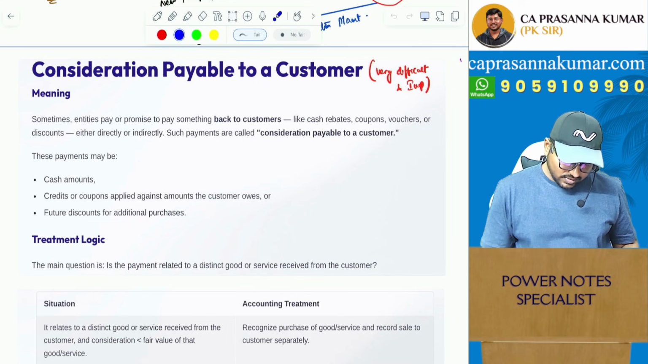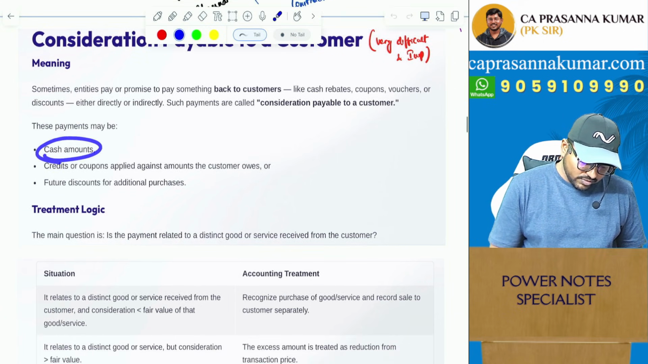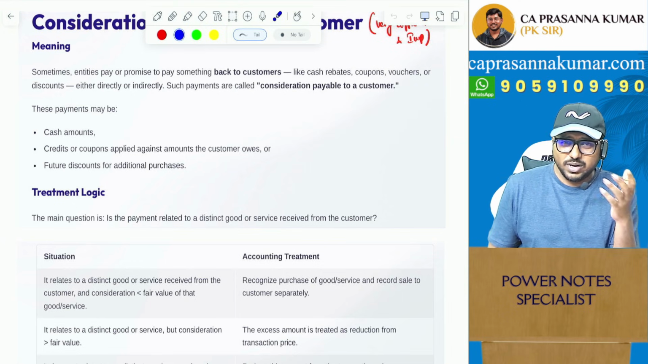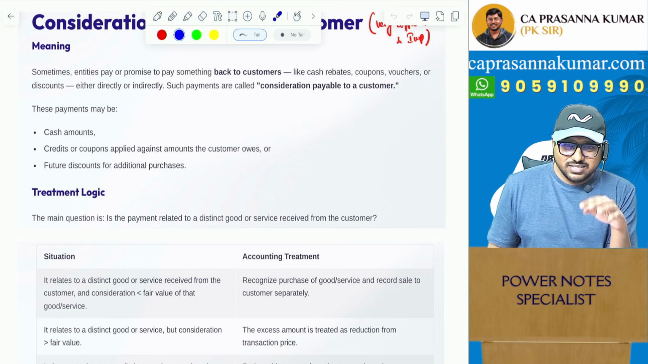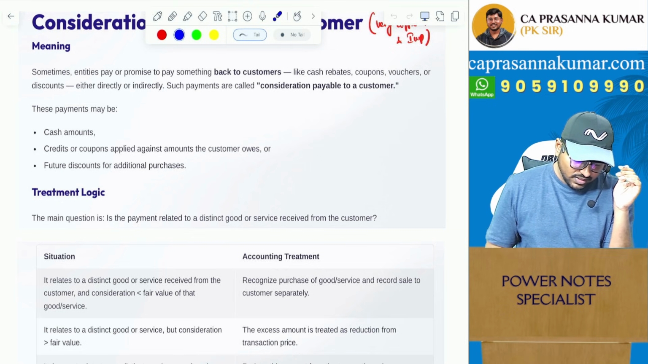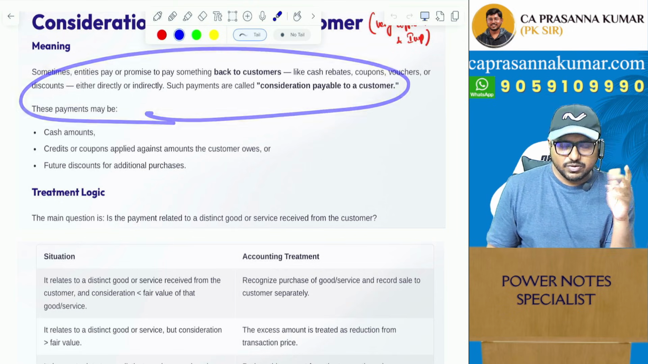Sir, what is that, sir? If you look at the examples, cash amounts, some credits or coupons, future discounts for additional purchases, loyalty points, something like that. We'll discuss this in detail. Right now, you guys need to just get the basic idea. All right. Now, in this case, what will be the accounting treatment? Very simple, as per 115.